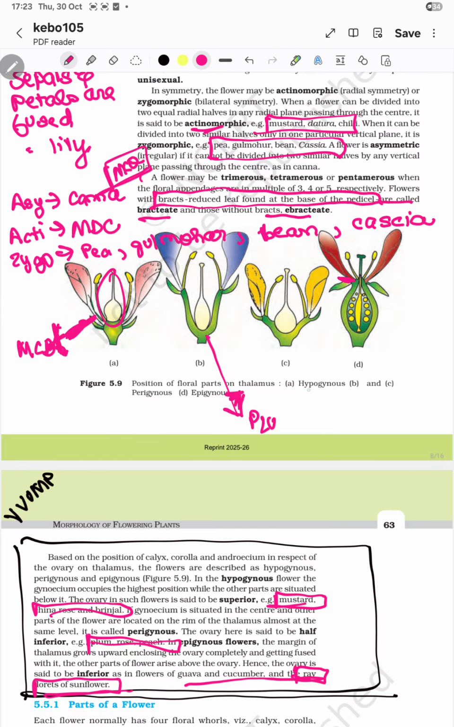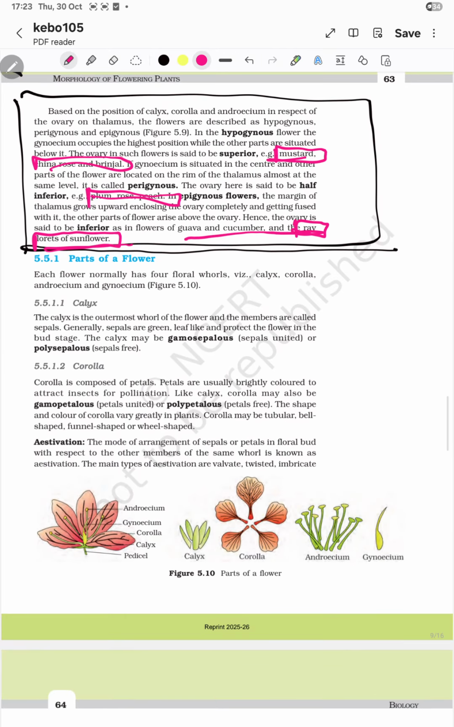So when we are describing parts of a flower, again we went through calyx, corolla, androecium, gynoecium. You have to remember what is gamosepalous, polysepalous. Gamo means fused, poly means free. So gamosepalous means sepals fused, polysepalous means sepals free. Same way there is gamopetalous, polypetalous, same thing.